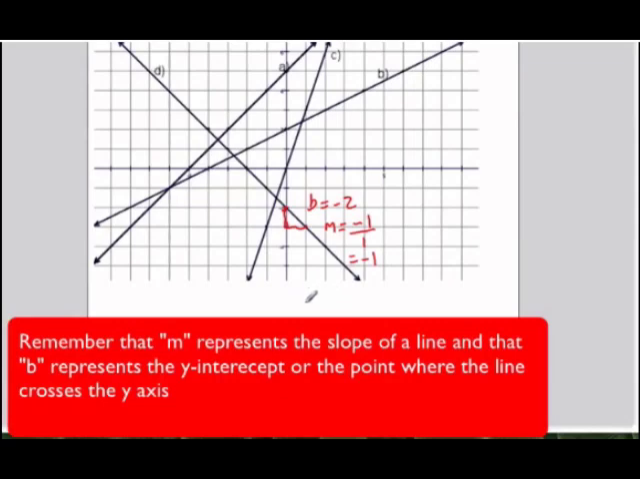So m is equal to -1 in this case, and b is -2, so our equation is y equals -x minus 2. And remember again that lines that go down to the right have negative slope.